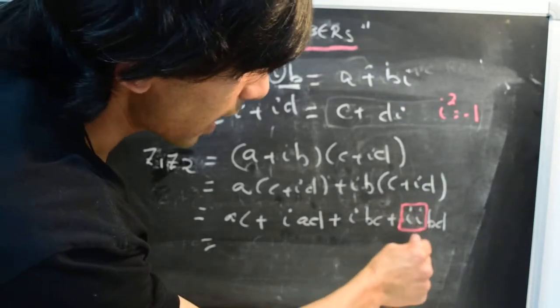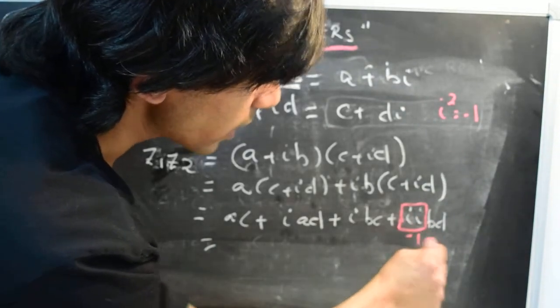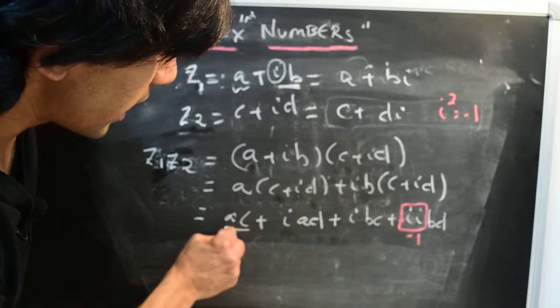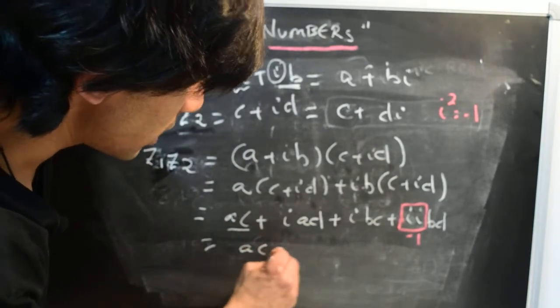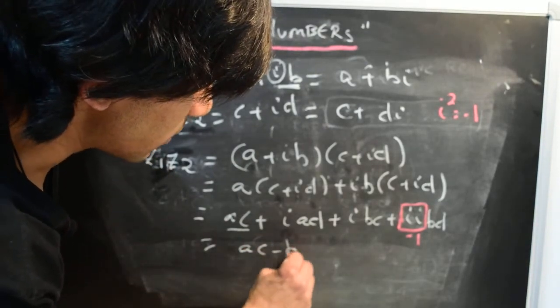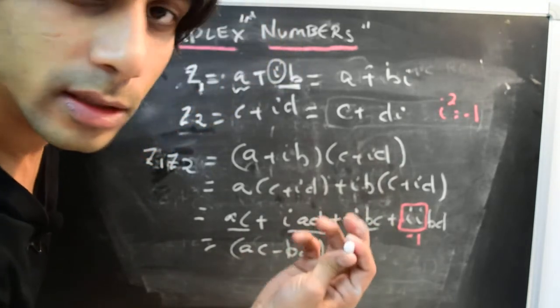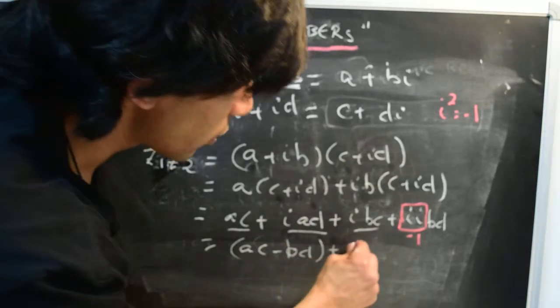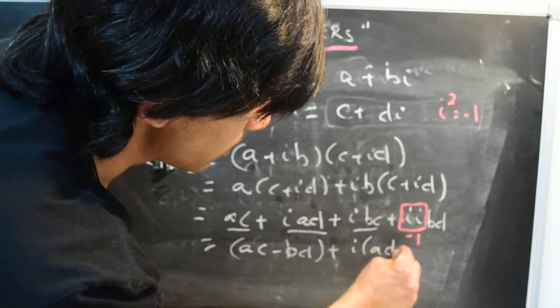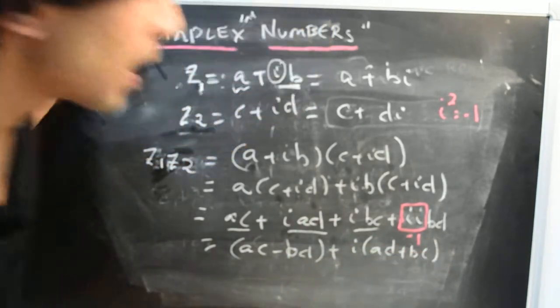So this i times i is actually minus 1, and therefore we can combine it with a times c to write this as a times c minus b times d, plus, now these two carry a single unit i, and so we can write this as i times (ad plus bc).